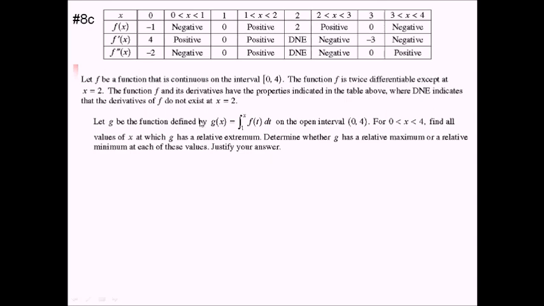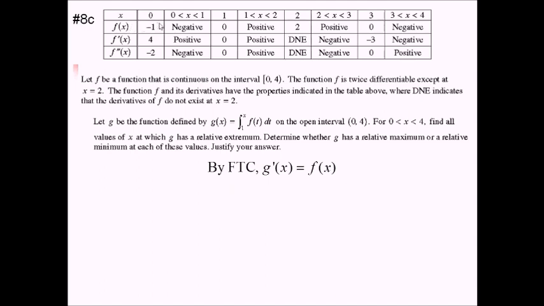If I want to know where g has a relative max or min, I need to know a little bit about g prime. And g prime, as it happens, if we take the derivative of this equation here, g prime is just going to be f of x, because we're just plugging the upper limit into the dummy variable. Okay, so we need to look at f of x and see where that's changing sign. Well, it just so happens this table has all sorts of information about f of x. So let's just look for a place where f of x equals 0.